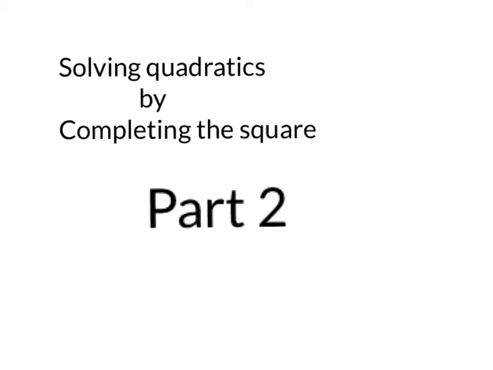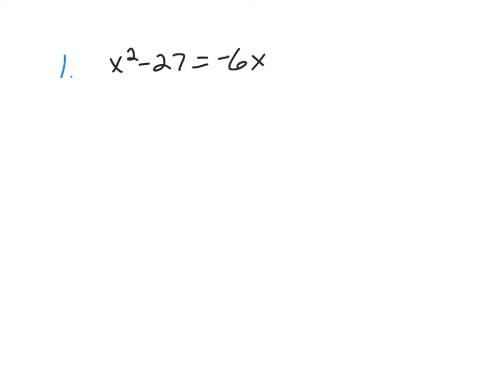Okay, this lesson is going to be part 2 of solving quadratics by completing the square. And I think this is going to be a little quicker, maybe a shortcut way of doing so. So let's just take a look at this example. x squared minus 27 equals negative 6x.